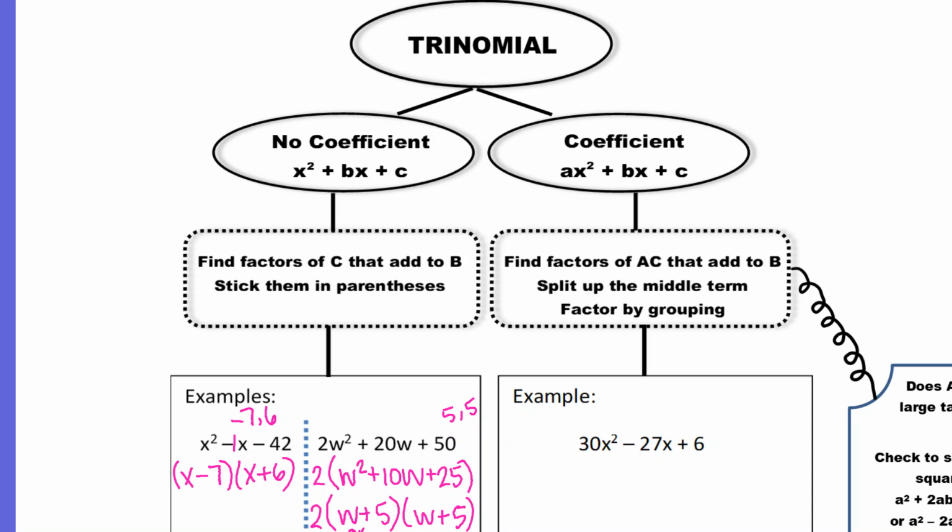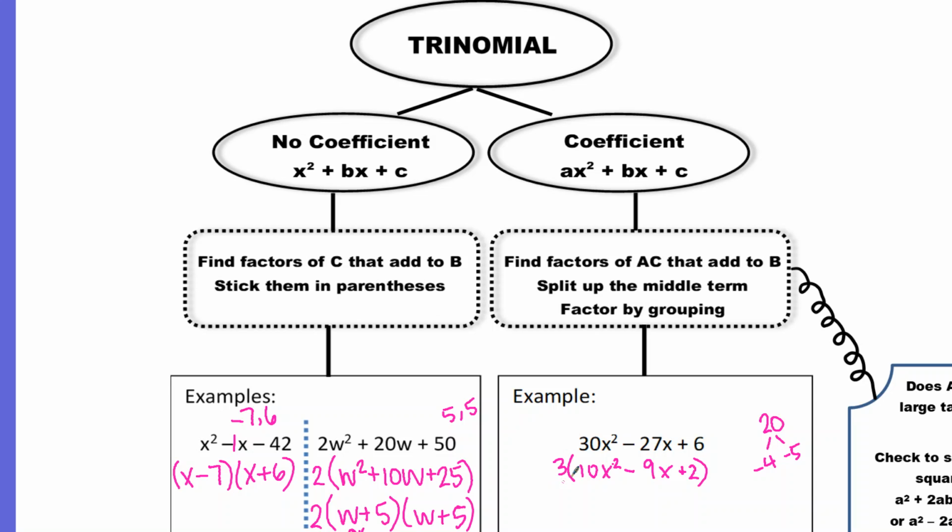Okay, our other side here, we have a coefficient. So we are going to be using our factors of AC that add to B. Then you have to split up that middle term, and then you have to factor by grouping. So here, there is a GCF, so let's pull that out first. So we have 3 times 10x squared minus 9x plus 2. And now a times c is 20. So we want factors of 20 that add to negative 9. That would be negative 4 and negative 5.